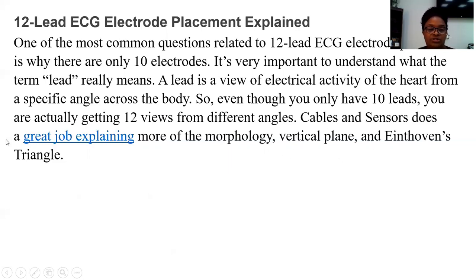Cables and Sensors does a great job explaining more of the morphology and the vertical plane in the Einthoven triangle. Okay, so remember we talked about those first 6 leads. You have lead 1, 2, and 3, your aVL, aVR, and aVF. That gives you 6 views. And then your precordial leads, your V1 through V6, give you the other 6 views. So that's how you get your 12 lead EKG.